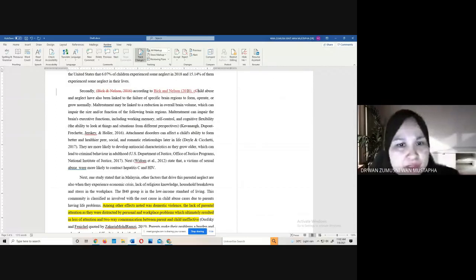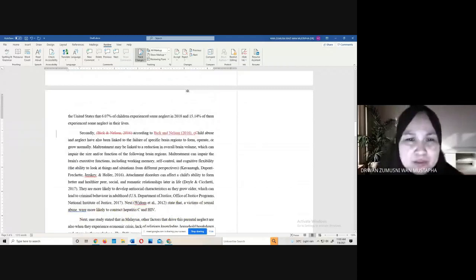Maybe you got this somewhere from Big and Nelson, but what does that have to do with parental neglect? Now, the failure of the specific brain regions to form, operate, are you talking about the children? So is that the reason because the children are abused because the specific part of their brain fail to form, operate or grow normally? Well, this is very technical. Maltreatment can impair the brain. This is the impact. Are you talking about the impact? Let's look at the title, the impact. Yeah. So this can be the impact.